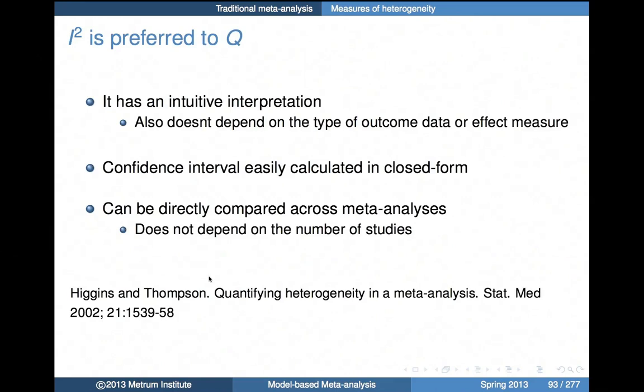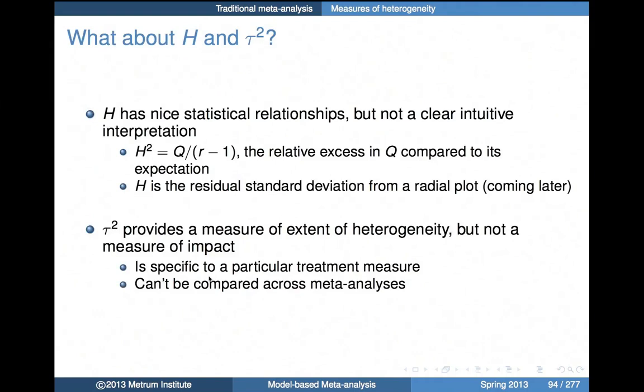So I think I've covered at least the first bullet, the fact that I squared is preferred to Q because of its intuitive interpretation. Also the fact it doesn't depend on the number of studies that you've incorporated or what your endpoints are, what your effect measures are. There are confidence intervals we can calculate for I squared. And as I said before, you can compare them across meta-analyses. We'll show a little bit later on, or perhaps when we get to the hands-on exercises, how to calculate a confidence interval for I squared. It's probably best and easiest simply to rely on software packages to do that for us, and we'll see how to extract those from metafor.